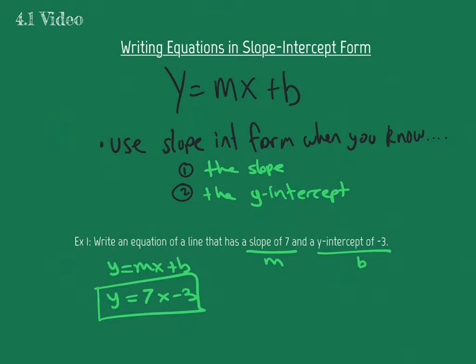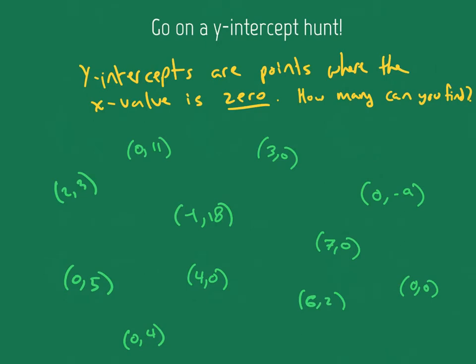Let's move on here. Because we need the y-intercept for slope-intercept form, we want to get really good at finding a y-intercept. When it's written as a point, the y-intercept is any point where the x value is 0. We saw this last chapter when we did standard form: 0 comma blank. That's the y-intercept. So pause the video and write down all of the y-intercepts that you see on the screen. Any point where the x value is 0. Take a minute, pause the video, and do that.